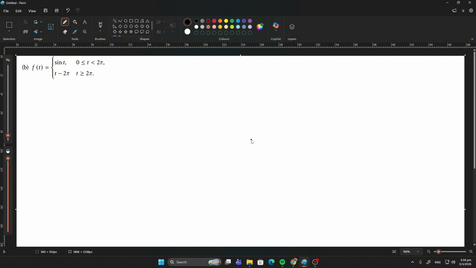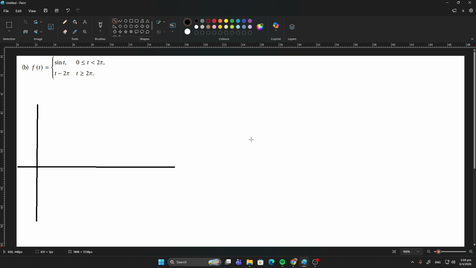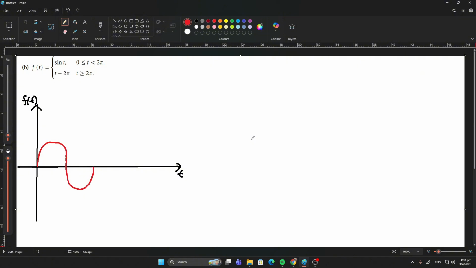Alright, so let's first draw the graph. Take note that we will need to use this graph for the later part, or rather in my explanation. So this graph has t as the x-axis and the function as the y-axis. So what do we know? We know that when t is from 0 to 2 pi, which is essentially one cycle of a trigonometric function, be it sine or cosine, it equals sine t. So I believe it should look something like this from 0 to 2 pi.